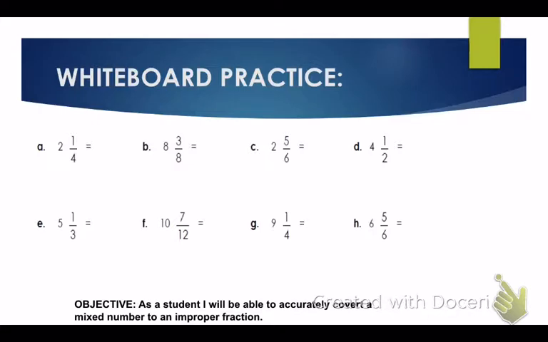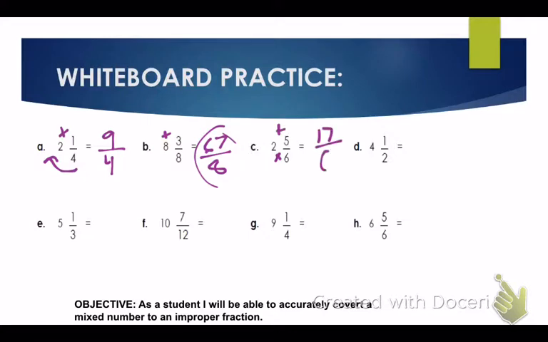And we are back. Hopefully you have finished these 8 problems. Here we go. We're going to take 4 times 2 plus 1, which gives us 9 over 4. Next one, 8 times 8, which is 64, plus 3, that gives us 67 over 8. All right, 6 times 2 plus 5, that's 12 plus 5 is 17 over 6. And the next one, 2 times 4 is 8, plus 1 is 9. We keep our denominator, that's 2.